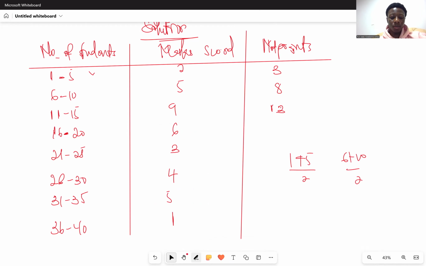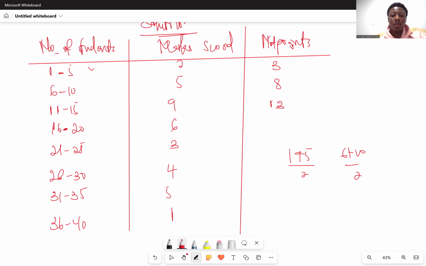The next one, 16 plus 20, which is what? 36. Then you divide by 2. So that's going to be 18. And the next one, 21 plus 25, which is what? 46. Then you divide by 2. You will have 23.